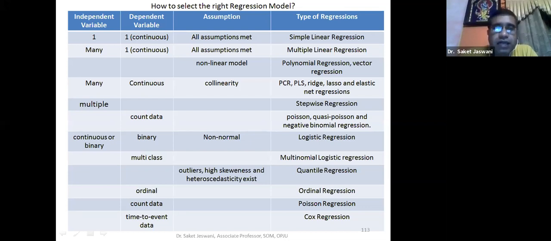If you have many independent variables and one continuous dependent variable, but there is an issue of collinearity or multicollinearity, again an assumption, you can use partial least squares regression, principal component regression, ridge, lasso, or elastic net regression. These different types of regression will take care of issues like multicollinearity or non-linearity.